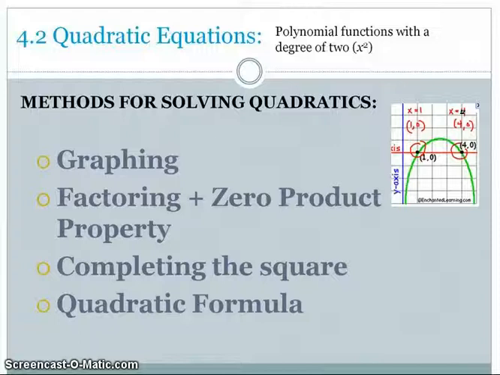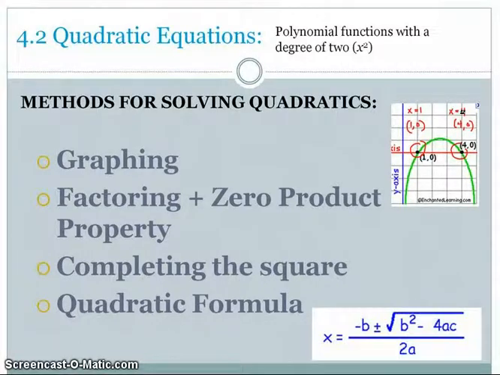Lastly, we can always use the quadratic formula whenever solving a quadratic equation. The quadratic formula is x equals minus b plus or minus the square root of b squared minus 4ac all over 2a. Hopefully all these methods are familiar to you.